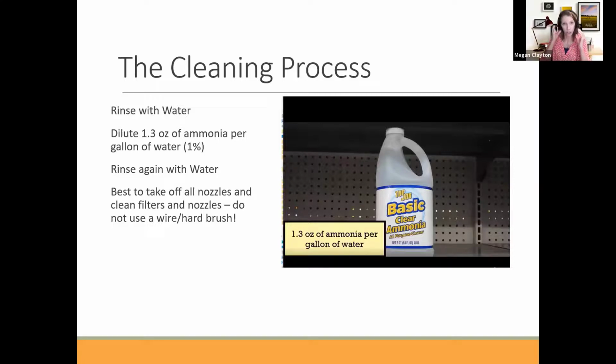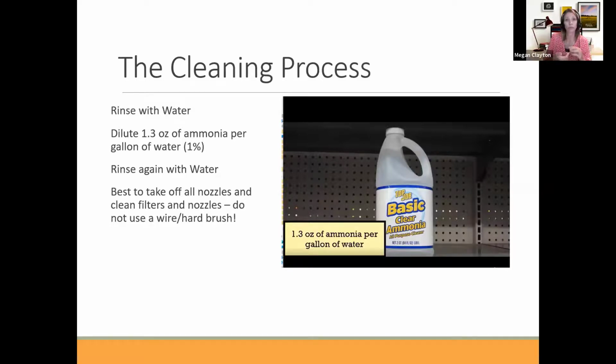So after every use, it should be rinsed with water, and then a solution of diluted ammonia should be run through that machine. And that's at a 1% rate. So we're talking about 1.3 ounces per gallon of water mixed. So pretty easy. And I'm talking about the ammonia that you can buy at HEB over the counter. Rinse again with water after you do that.